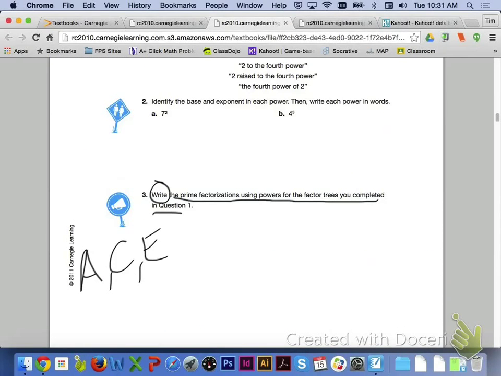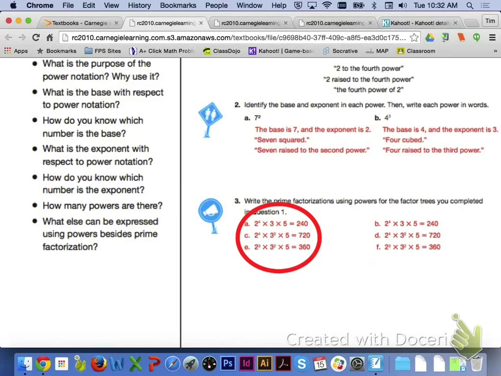If we take a look at number 3, we're going to write the prime factorizations using powers now for the factor trees that we completed in question 1. Remember, we only did letters A, C, and E, so go ahead and do that with your group members. If we look at letter A, we should have 2 to the 4th power times 3 times 5. Remember, we want to try to write these prime factorizations in numerical order. Letter C, 2 to the 4th power times 3 squared times 5. And for letter E, 2 cubed times 3 squared times 5.